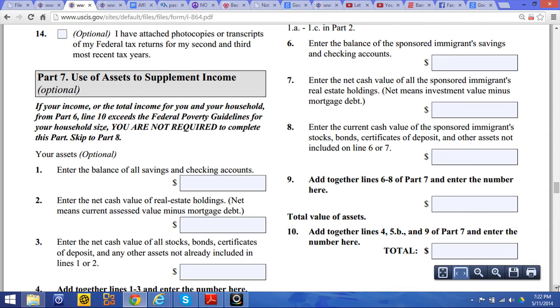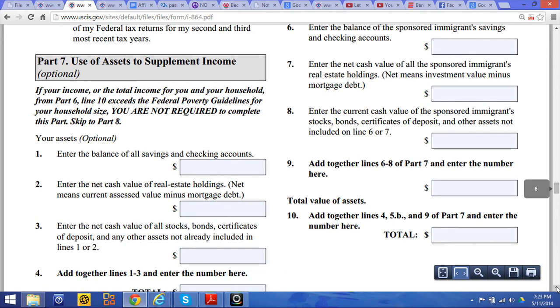The sponsor needs to complete these sections only if his or her annual household income in item 10 is not enough to meet the poverty guideline. So if you decide to use your asset, let's say real estate like your house or car, you must submit evidence of the value of the asset. That means you must submit proof that you own this asset.